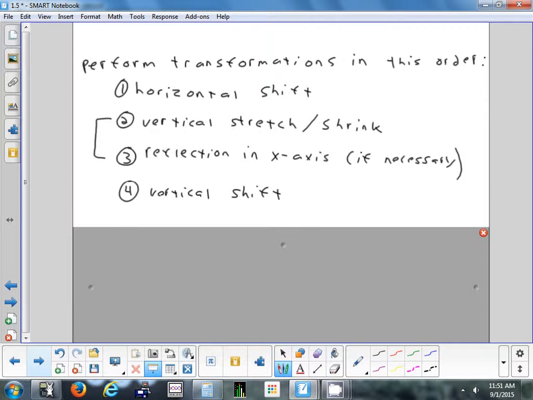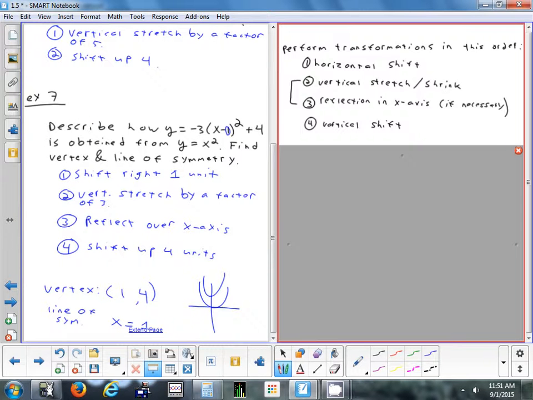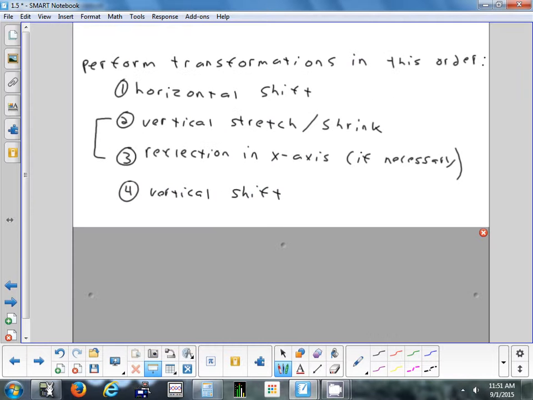So that's the order that you generally want to do it in, and I think that's the order we did it in. You get your horizontal shifting, left or right, then your vertical stretching, then reflection over the x-axis if there's a negative. If there's no negative, you don't have to do that. And then the very last thing we always do is our vertical shifting, up or down. Okay? So that's the general order. Technically, some things can be switched, but if you follow this order, you're good.